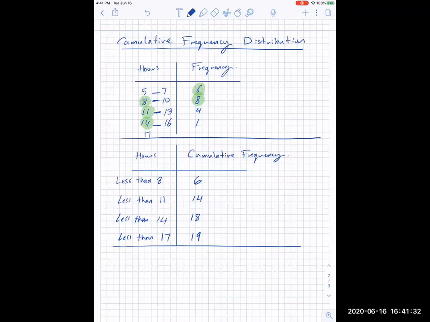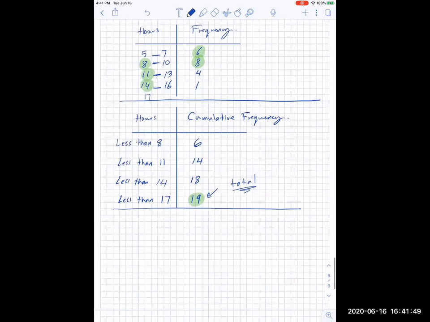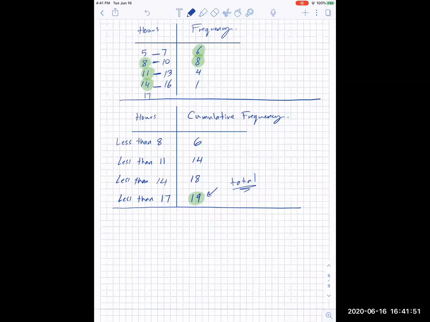To check your work, at the end you must have the total number of values. This is the total at the end. The total number of values that you have is 19. You have 19 values. All right. So I talked about cumulative frequency and relative frequency.